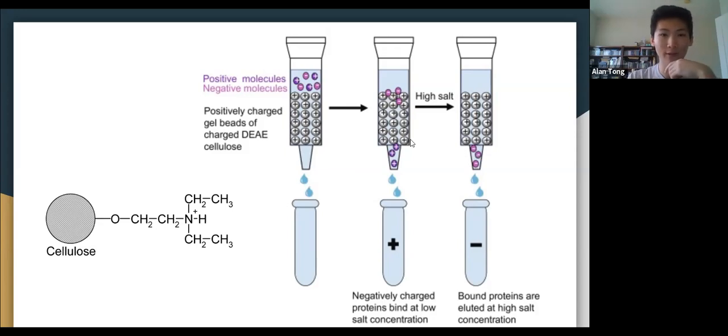Now, I have a question for you guys, and you might have to think a little bit outside the box in this case, right? Because I didn't put this on the slide. High salt is one way to elute. What might be another way to elute this protein? It's negatively charged right now. How do I elute it without changing the salt concentration? Let's say you're broke and you don't have salt for some reason. I don't know why. How else would you elute your protein? How else would you allow that protein to flow through?